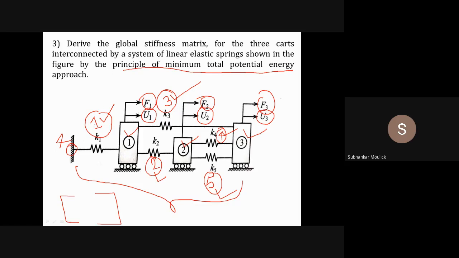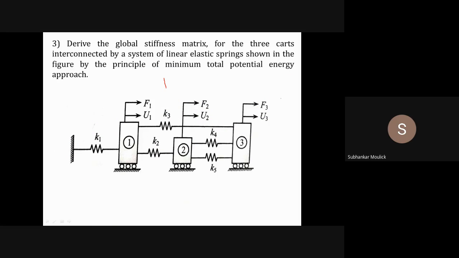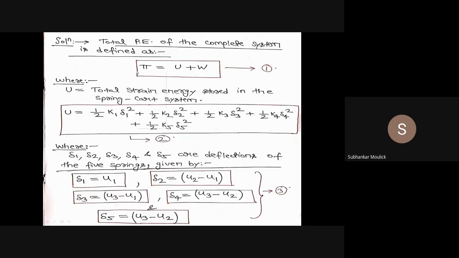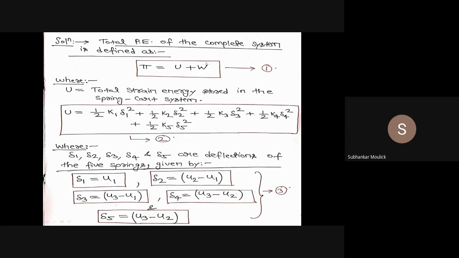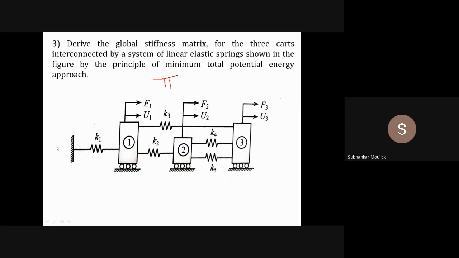Okay, so the very first step, when we have to use the concept of the total potential energy approach, is the calculation of potential energy Pi, or the potential function. It is also known as the potential for the entire system. The potential energy is the summation of internal energy as well as external energy. Internal energy U is the total strain energy stored in this given spring cart system, and W is the work done by the external forces acting on it.